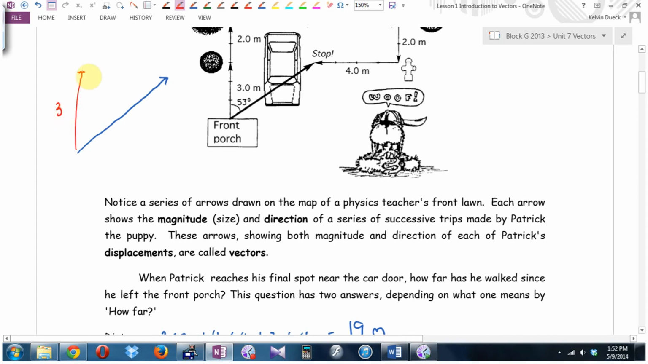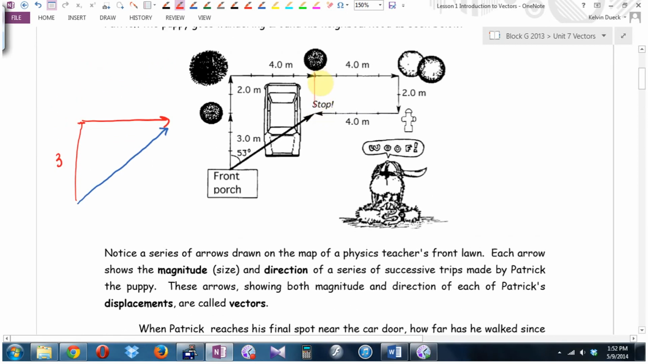3. How long is that right there? 4. Hey, I can use Pythagoras to figure out how long that is. I can go a squared plus b squared equals c squared, square root. Could you on your calculators or in your heads go a squared plus b squared equals c squared, square root? How long is this vector here? What's its magnitude?